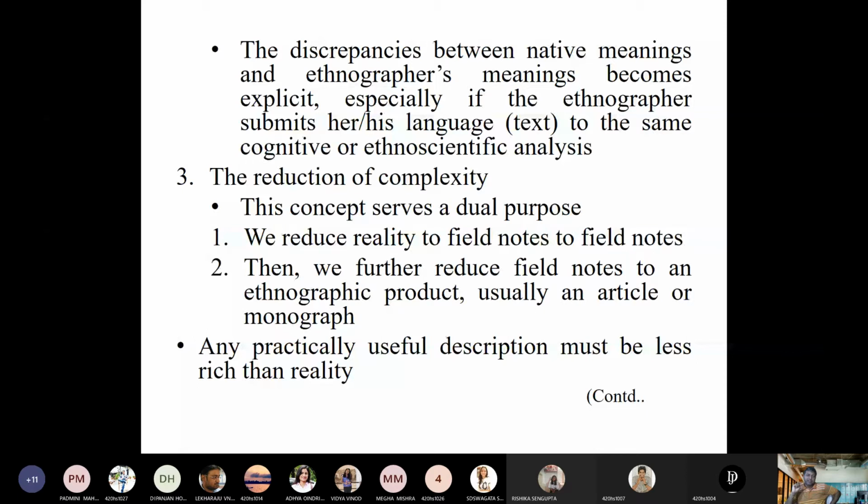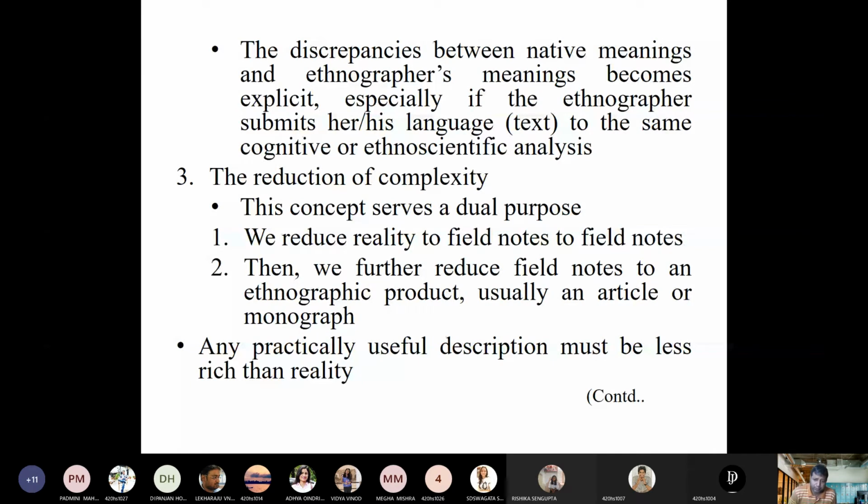So what I'm telling you is that as an ethnographer, you should be very careful about the semantic language they use in their day-to-day lives. Next, the reduction of complexity. As an ethnographer, you have to try to reduce the complexity in the society, the complexity in the data, the complexity in the description. So the concept serves a dual purpose. You should be very clear and try to reduce the complexity and make the things you have collected simpler. We reduce reality to field notes. What exactly you are collecting, you should write in a very simple way in the field notes, which will help you.